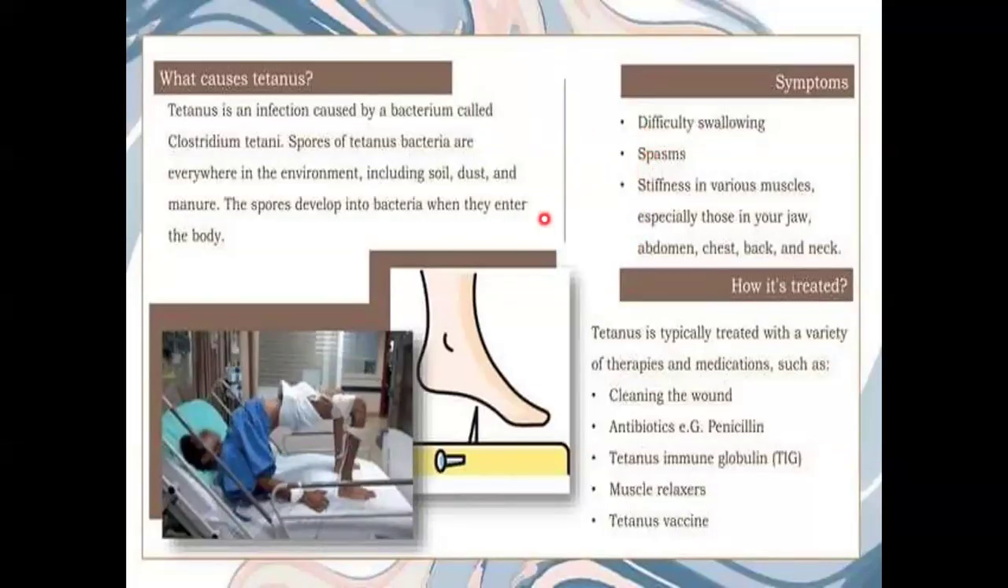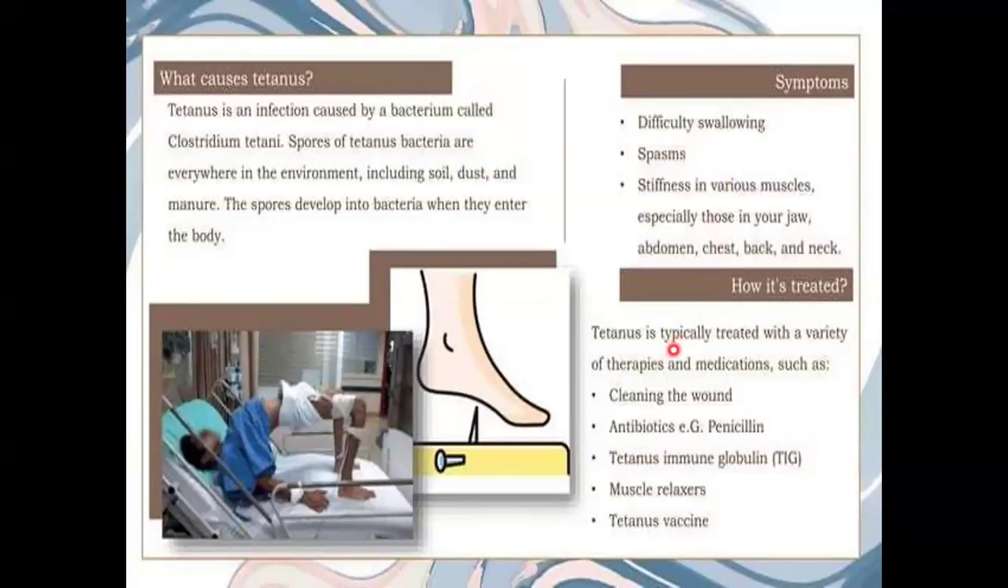So spasm is kind of pumping. I don't know if you've seen the muscle. It's like it's pumping, it's moving up and down, up and down. That is the spasm. And then it becomes stiff, especially at your jaw. We usually call it lockjaw, trismus, where your jaw is going to be locked, literally, and also at the abdomen, chest, back, and neck. The muscle becomes rigid or stiff. Then obviously you're going to have difficulty swallowing because you cannot move your muscle.